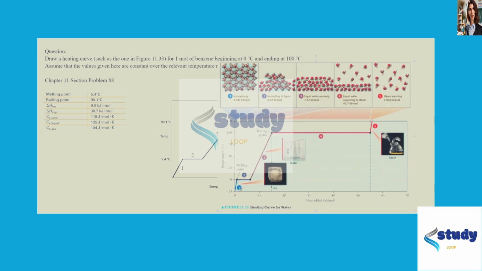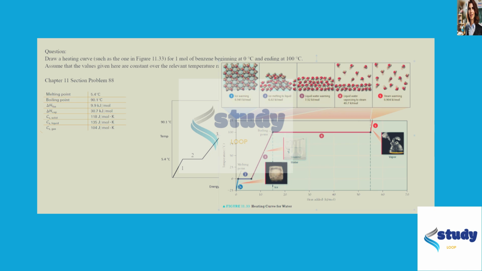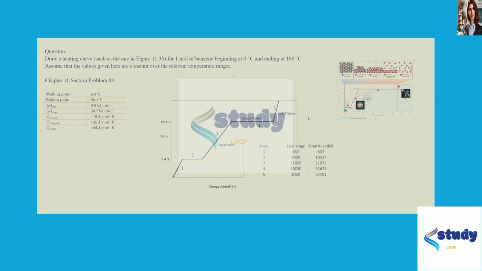And figure 11.33 kind of looks like this, where they started below the freezing point and ended above the boiling point, and they calculated the energy at the different stages and the total energy, and they tried to include the slopes as representative of the amount of energy required to go through the different stages. So that's what I've tried to do here.